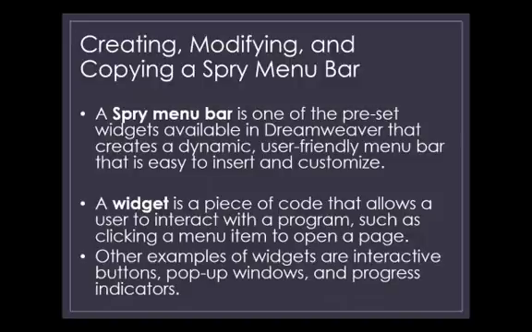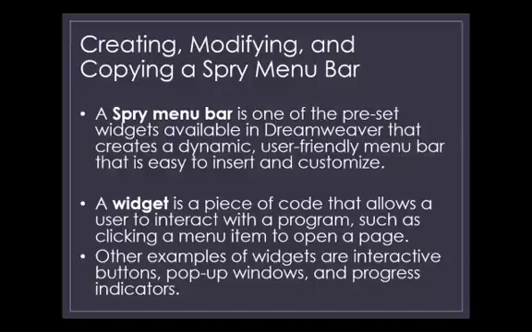The next thing is what we call a Spry menu bar. This is a JavaScript-driven ability for making navigation, and it really makes our website more visually appealing. We can add special effects, we can create a menu bar with rollover images, and one way to do that is by using Spry. Now this is just a preset widget that's available in Dreamweaver, and it's dynamic, user-friendly, and easy to insert and customize.